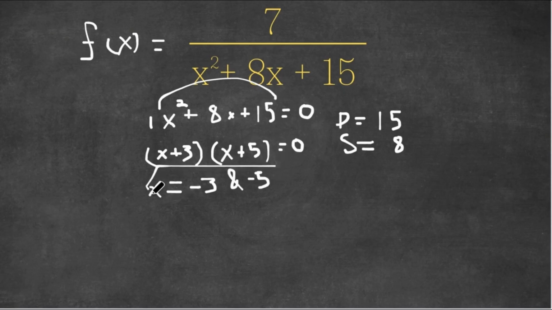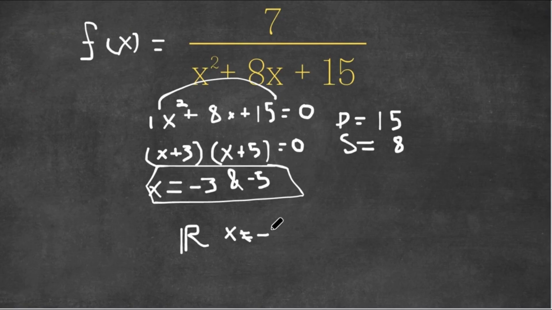So these two are our values of x, meaning our domain would be all real numbers besides these two numbers. That's how you write all real numbers besides x cannot equal -3 and x cannot equal -5. So this is what our domain would look like.